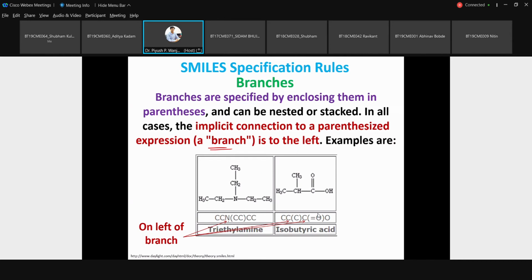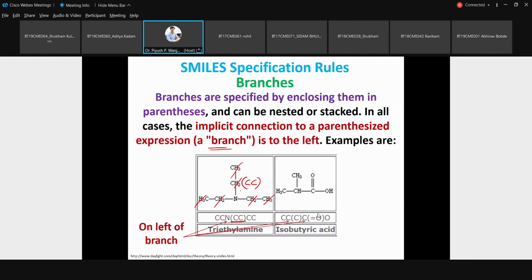Suppose you want to represent the structure in SMILES form. Again, remove all the hydrogens from it, and what you get is CC and then CC. Now one new thing is there: in brackets you have capital C, capital C. What is the meaning of this? For this nitrogen, the connection you have is CC. So this connection should be represented as an implicit connection to a parenthesized expression to the left. This is the branch that has arisen, C and C.